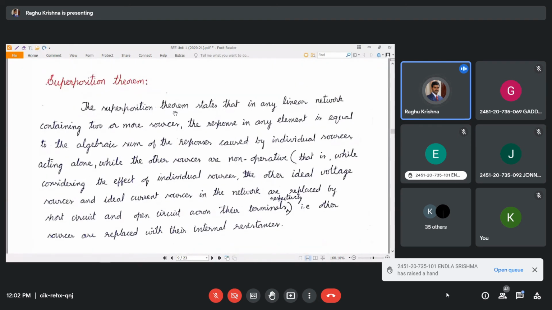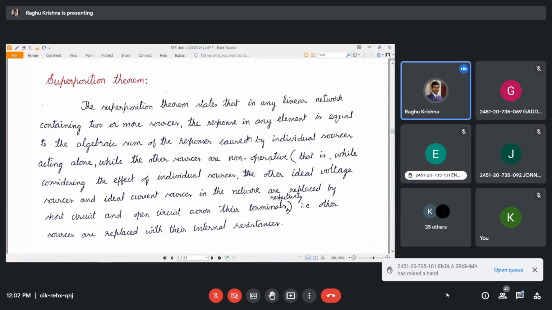So superposition theorem states that in any linear network containing two or more sources, the response in any element is equal to the algebraic sum of the responses caused by individual sources acting alone, while the other sources are non-operative. That is, while considering the effect of individual sources, the other ideal voltage sources and current sources in the network are replaced by short circuit and open circuit across the terminals respectively.